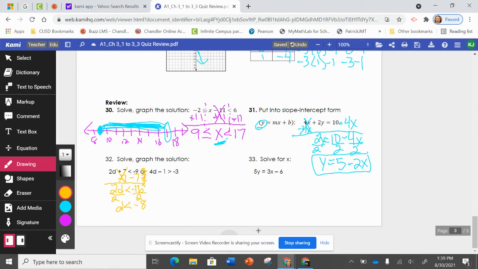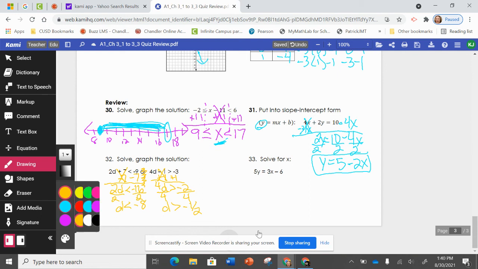Over on the right side, 4d minus 1. So the opposite of subtracting 1 is adding 1. That's 4d. These add to 0 is greater than -2. The opposite of multiplying d by 4 is dividing d by 4. So d is greater than. We don't change the inequality sign because the 4 that we're dividing by is positive. And -2/4 I cannot divide evenly, but we can reduce that to -1/2.